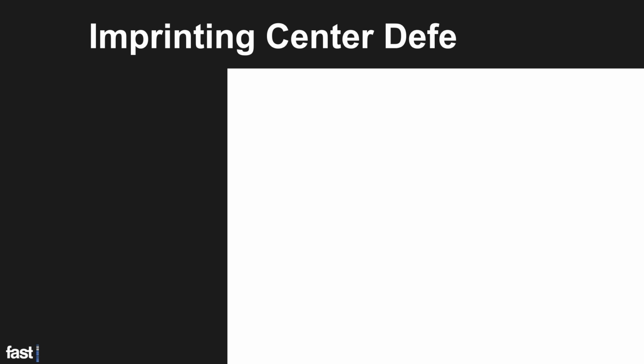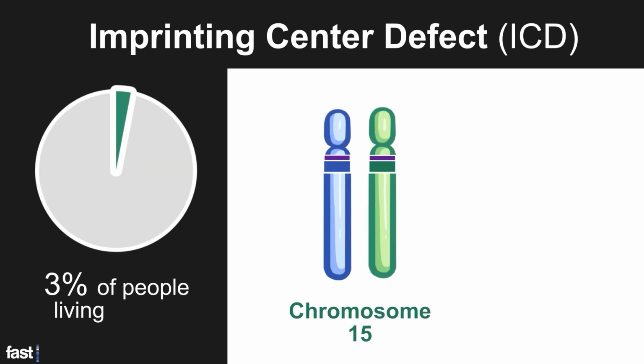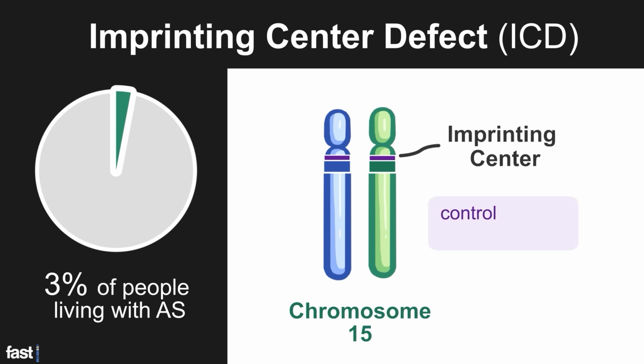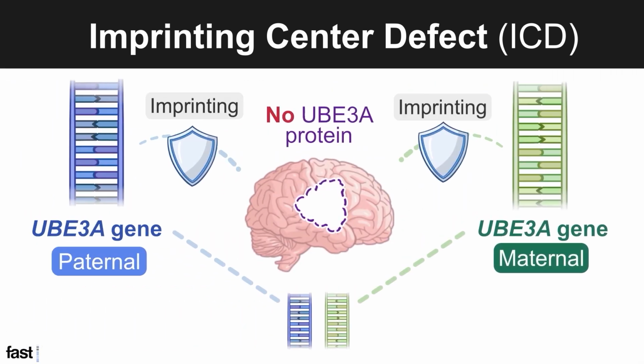Imprinting center defect, or ICD for short, occurs in about 3% of people living with AS. Normally, the imprinting center's job is to control and reset imprinted genes, like the UBE3A gene. However, when there is a defect in the imprinting center, the UBE3A gene may be incorrectly turned off in the brain, even though the UBE3A gene was inherited from the mother and is supposed to remain on and active.